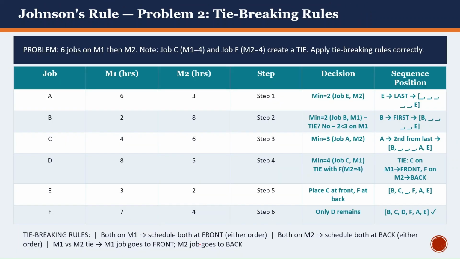So next, let us say you are going for tie breaking rules. So let us say there are some ties. Now in that case, how can we apply a tie breaking rule? Now as you can see, there are 6 jobs on M1 and then M2. Now please note job C and job F. For C we have this 4 and for F also we have this 4. So this creates a tie. Now we need to apply a tie breaking rule. So what is the tie breaking rule?